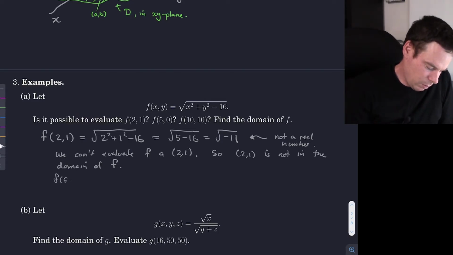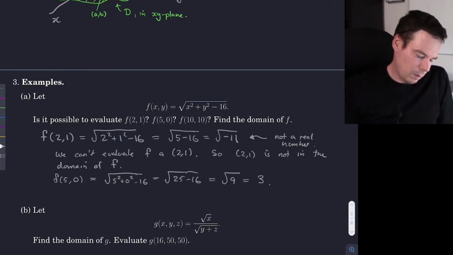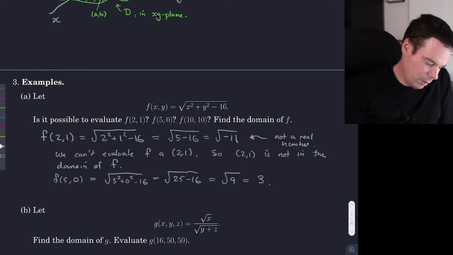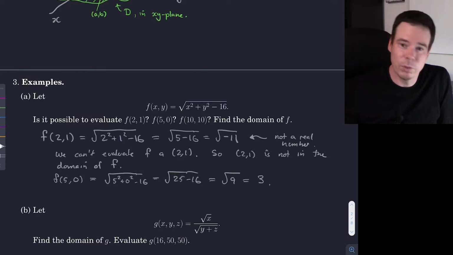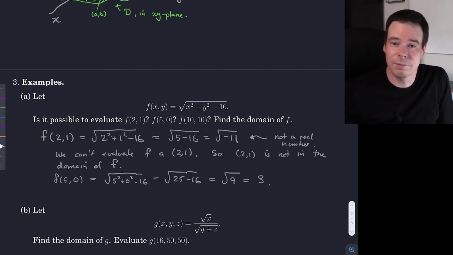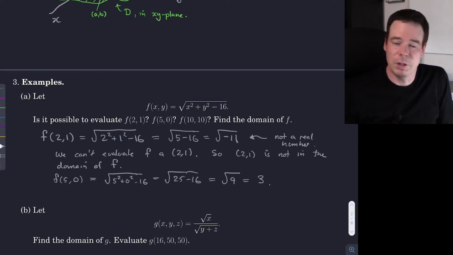f of 5, 0 is the square root of 5 squared plus 0 squared minus 16. So that's the square root of 25 minus 16. That's the square root of 9, which is 3. So that's fine. 5, 0 can be plugged in. We get a value of 3 out. I just want to point out that the value is not plus or minus 3 that comes out. This is a square root function, and it's extracting the positive root because there's no negative sign in front of it. This is the positive square root function. There's going to be a unique value that comes out.